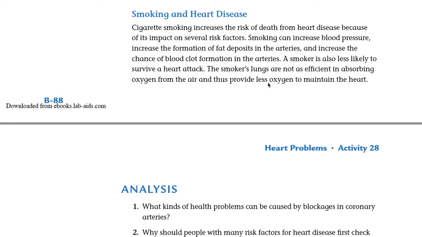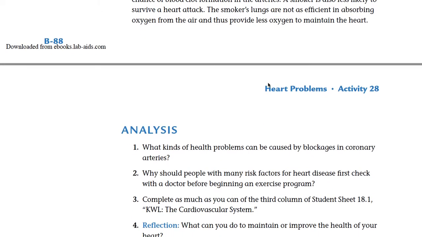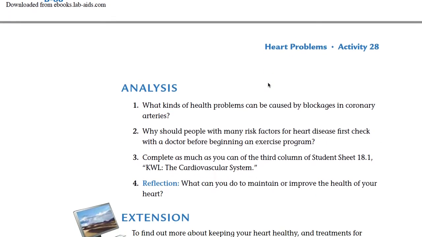A smoker is less likely to survive a heart attack. Smokers' lungs are not as efficient at absorbing oxygen from the air and thus provide less oxygen to maintain the heart. Okay, you have analysis questions 1 and 2 to do in your notebook.